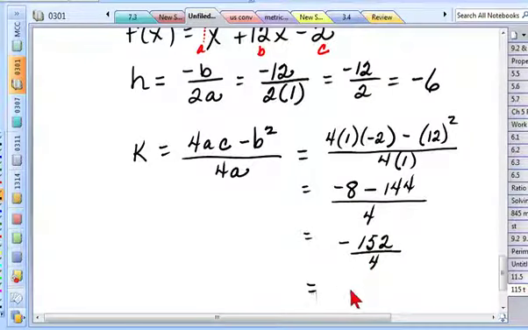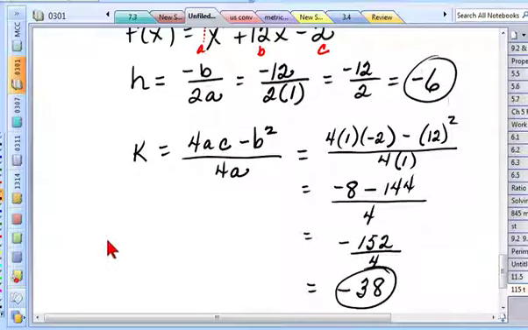Do the division, and it's going to be negative, and 4 is going to go in there 38 times. That means that the vertex on number 7 is negative 6, negative 38.